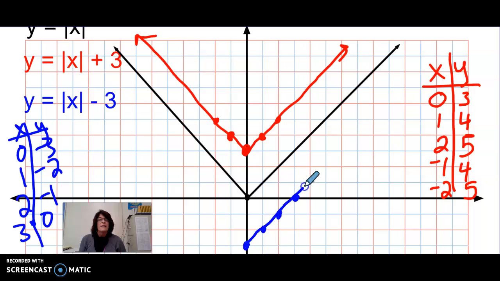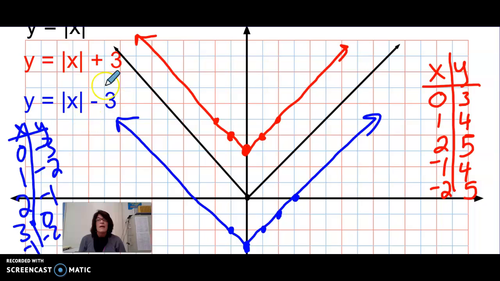I can see what's happening here. When I put -1 in, of course, I end up getting -2, because the absolute value of -1 is 1. Subtracting 3 gives me -2, etc. Okay, it's a V, just like this was, but it shifted down 3. That's what the -3 did. And in general, that's what will happen, guys.